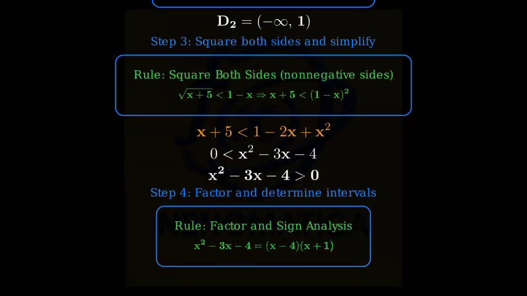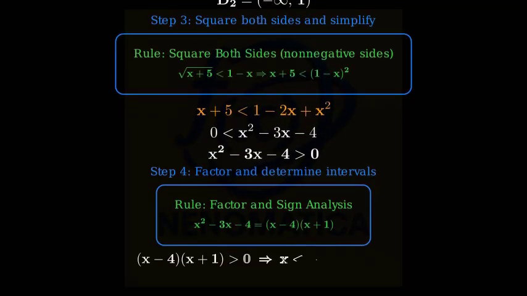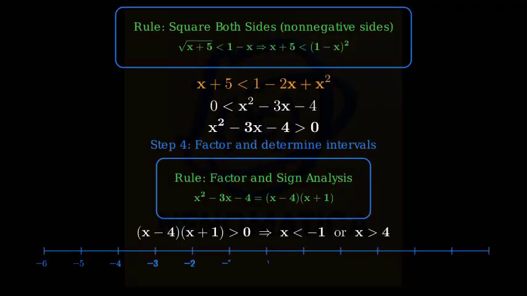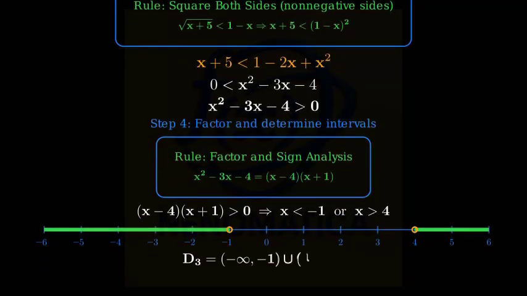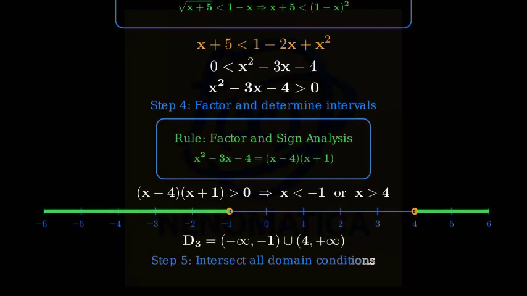Factorization gives x squared minus 3x minus 4 equals (x minus 4) times (x plus 1). Since the parabola opens up, the expression is greater than 0 when x is less than negative 1 or x is greater than 4. We call this D sub 3. Step 5, intersect all restrictions.